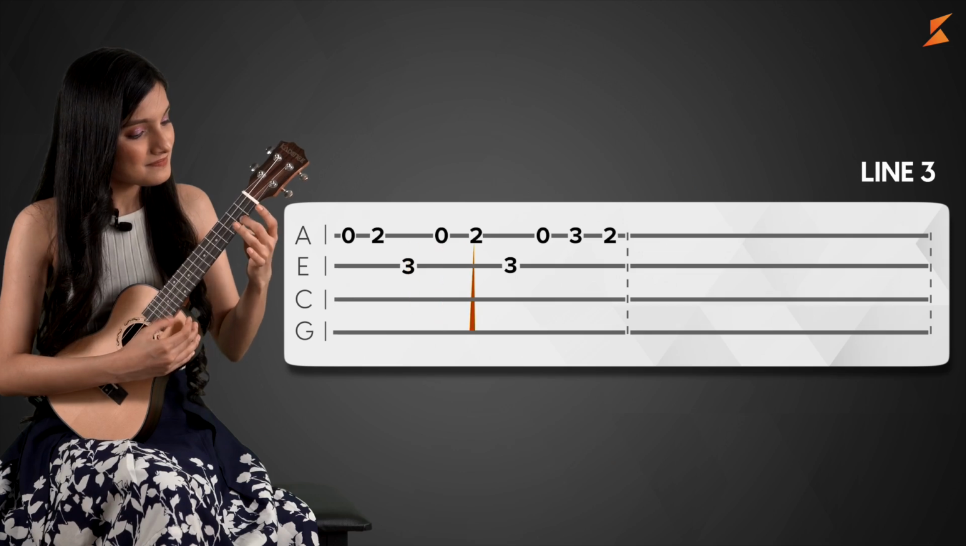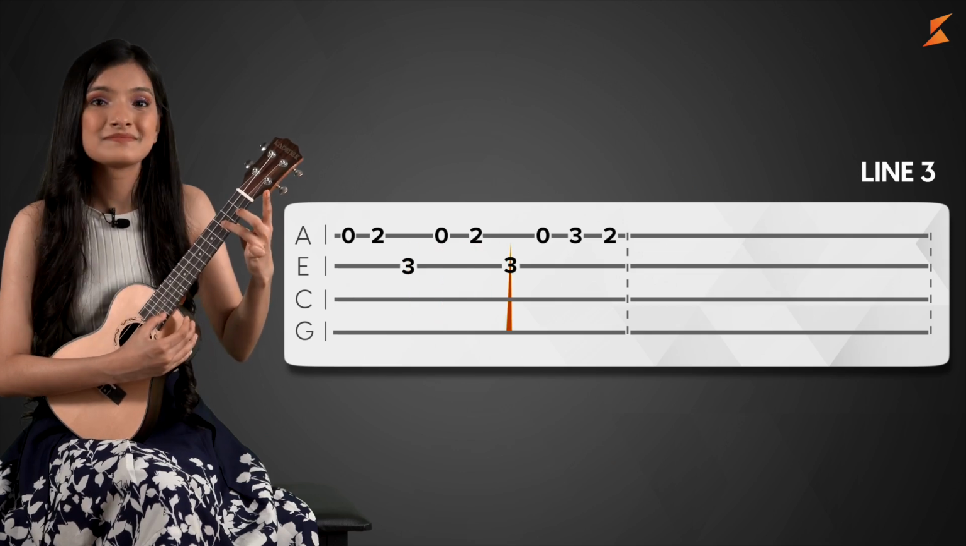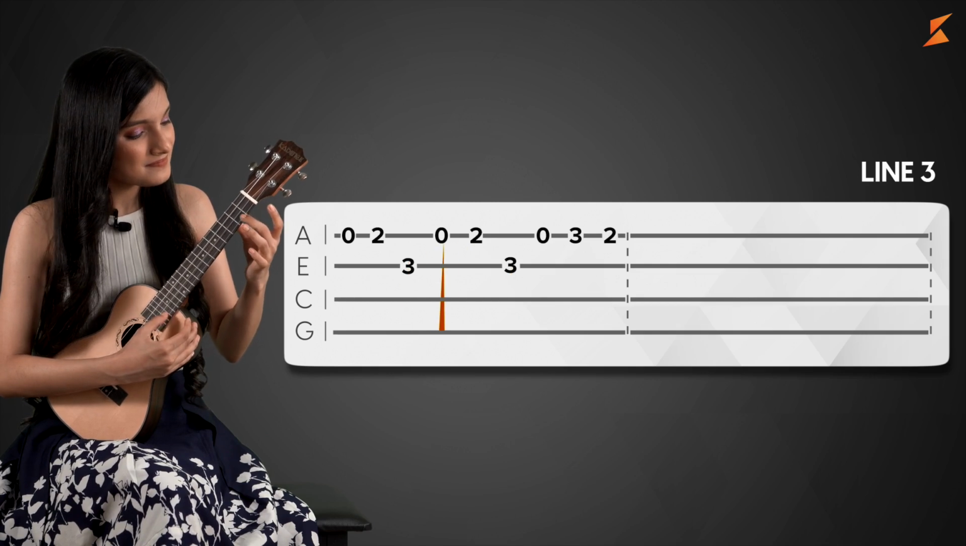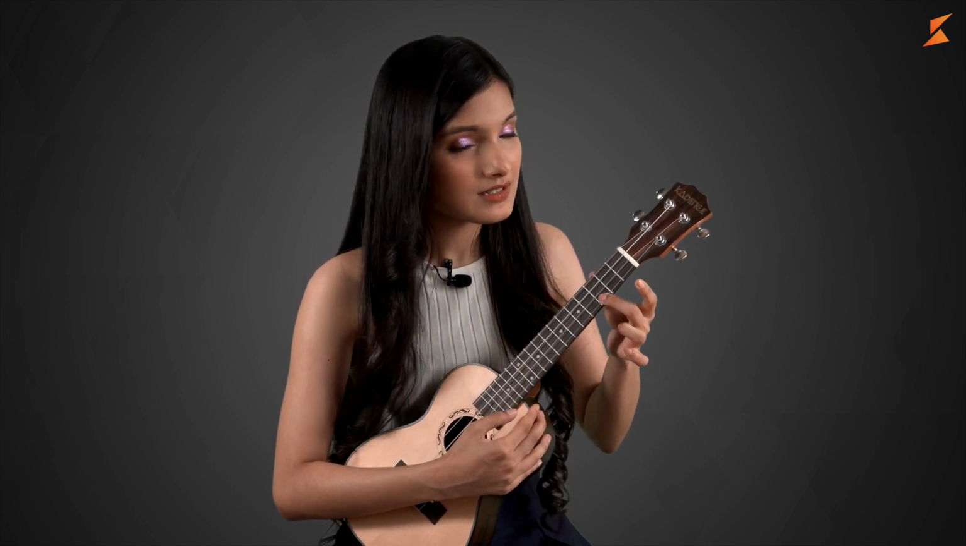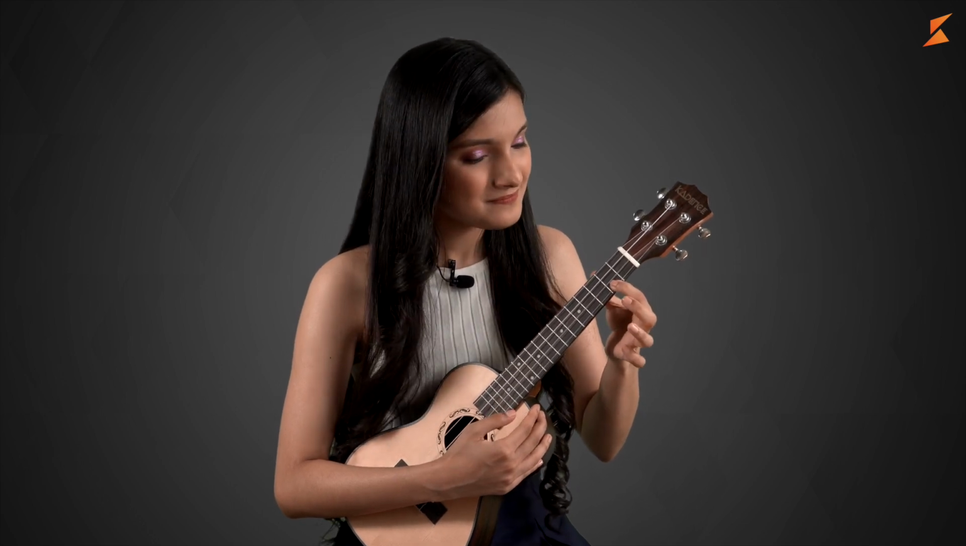Now all you have to do is repeat the first 3 notes to get the next 3 notes of the 3rd line. The last 3 notes of line number 3. You start off with playing the open string A, followed by the 3rd fret of the string A, and then the 2nd fret of the string A. Let's put this together and play it.